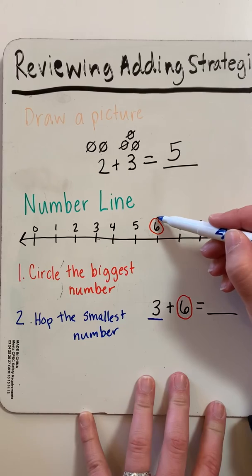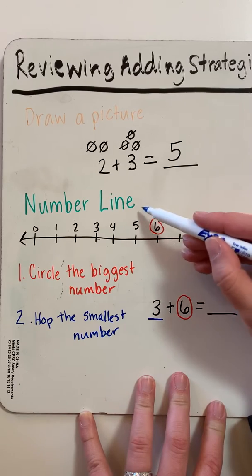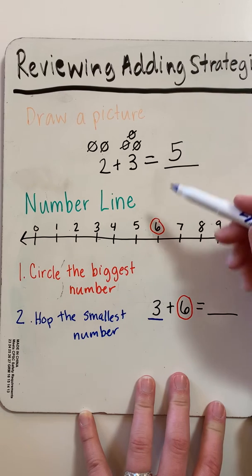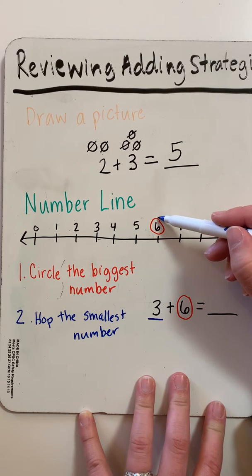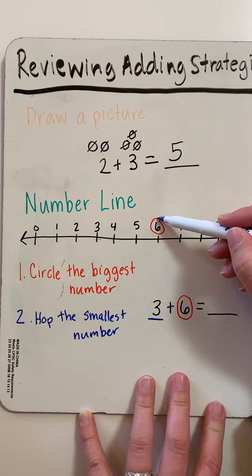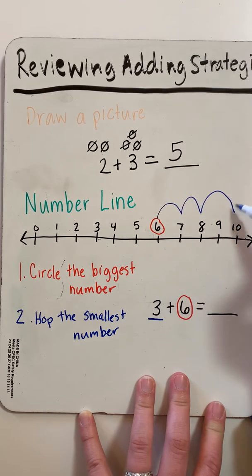Now I'm going to go up to my number 6, and I'm not going to hop backwards because that wouldn't be adding, that would be subtracting. So when I'm adding, my number is usually going to get bigger unless I'm adding a number in 0. So I'm going to hop 3 times. Now when I hop, I'm going to make sure to touch each number that I hop to, because I don't just want to go 1, 2, 3, because then I end up at the number 10, and 10 is not my answer.